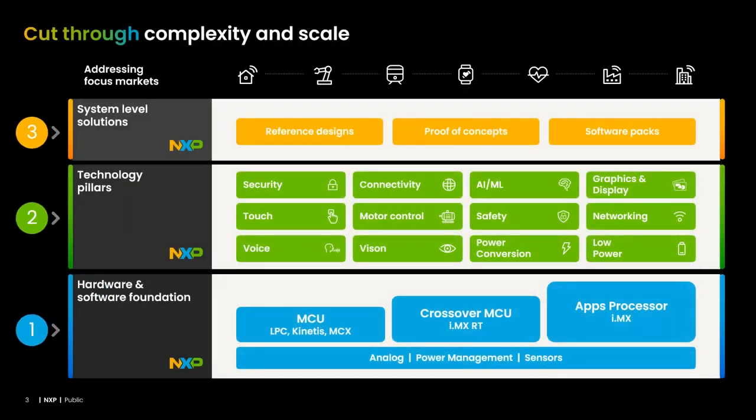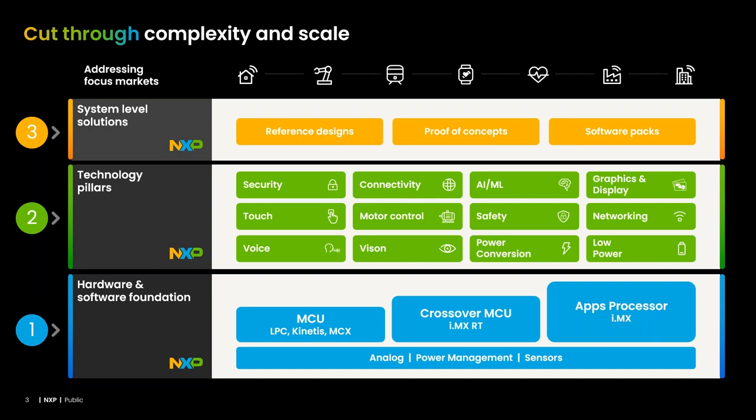So this is how we as NXP define our own approach for our users to really make use of our hardware to make the end product. We talked about the first layer, that's the hardware and software foundation, and then in between a system level solution and the hardware, we really have a layer called technology pillars, and those are the technology building blocks that you can utilize to build up an end product or system level solution.